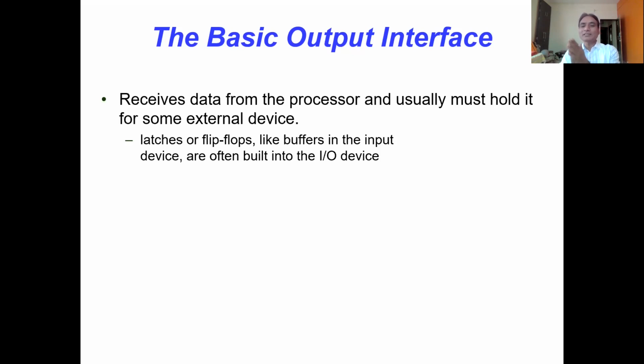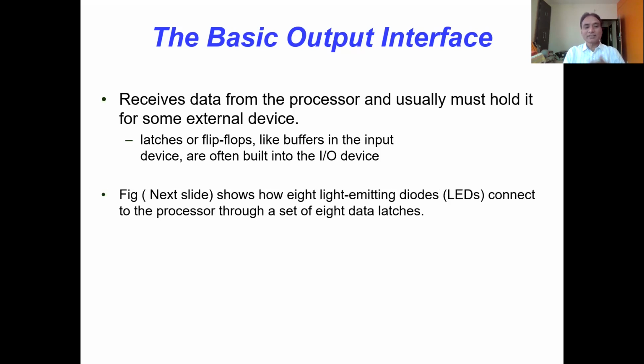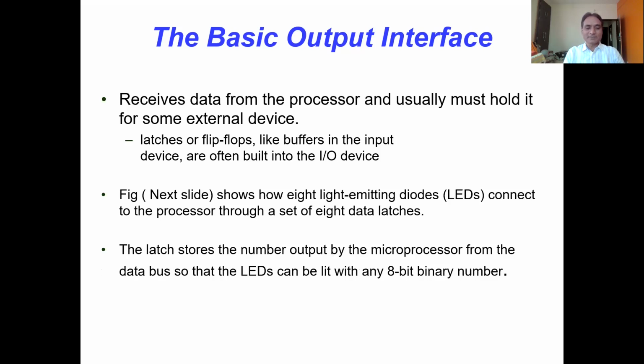Logic 1 or logic 0, so that is why you need to hold it for a while, and therefore at the output we need latches, or we can call them flip-flops. Like buffers in the input device, which are often built into the input device, similarly latches are also built into the output device. In most devices nowadays, buffers are built in at the input and latches at the output. Truly speaking, you don't need extra devices, but we need to understand how IO devices can be interfaced. The figure on the next slide will show how 8 light emitting diodes can be connected to the processor to transfer data to the devices.